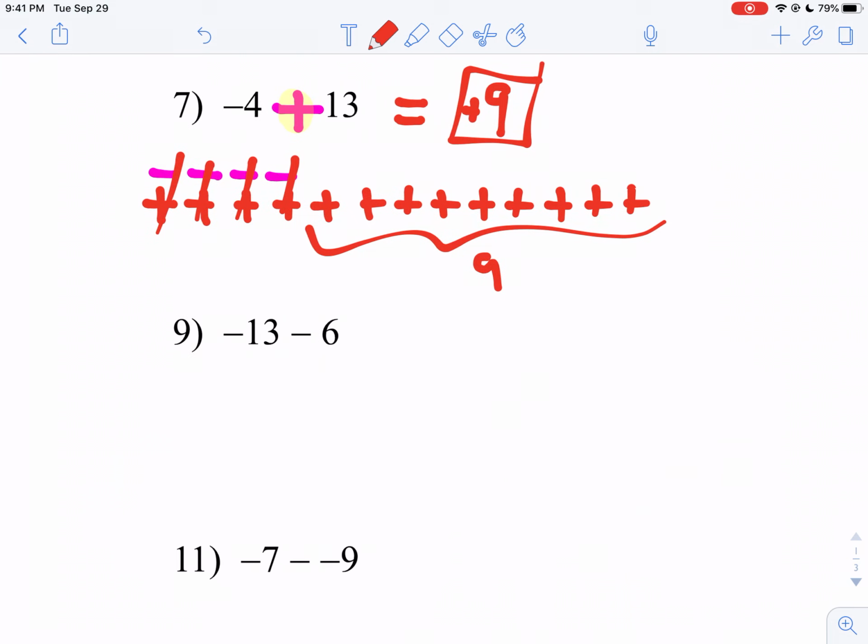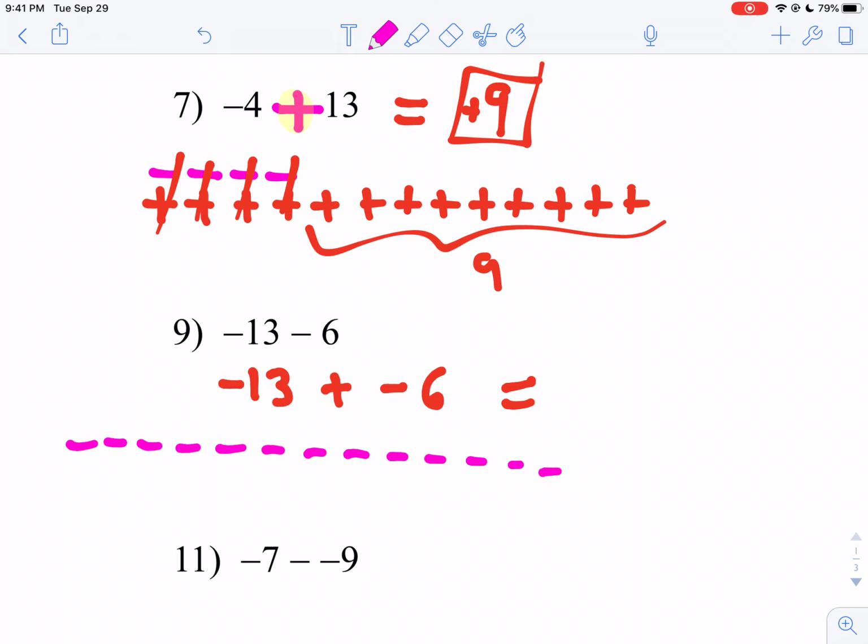All right, one more. Number 9. Again, rewrite this as an addition problem: negative 13 plus a negative 6. Hopefully by now you know that when you add two negative numbers, the answer becomes more negative. But if you still don't know, then we'll just have to use signs. So we're going to use 1, 2, 3, 4, 5, 6, 7, 8, 9, 10, 1, 2, 3, and then another 6 negatives, 1, 2, 3, 4, 5, 6. There's nothing to pair up, so count all of these signs and you'll notice you have 19 of them. So the answer is negative 19.